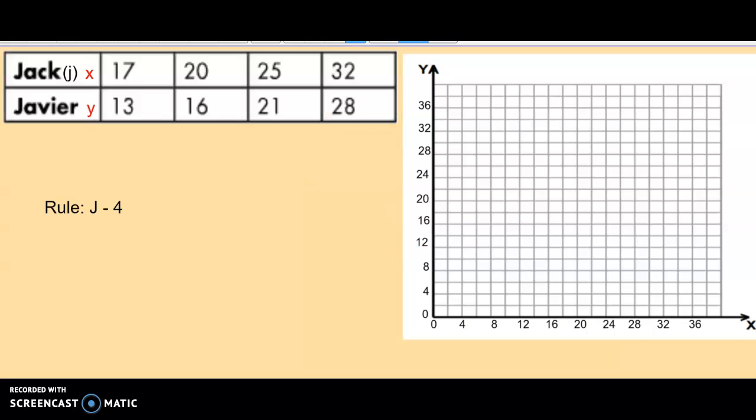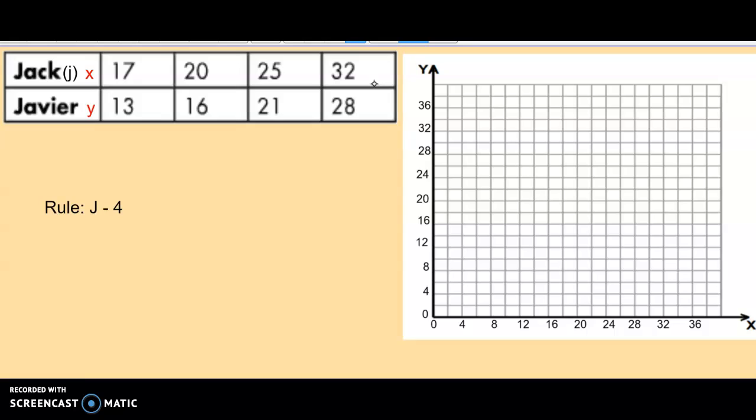Okay, so let's look at this. A lot of my tables are going to be ones I used yesterday because we already talked about them. So now I can just move on to this new thing of plotting the information. This is the Jack and Javier game from yesterday. Yesterday Jack was represented by the variable J. He still is. The rule is still J minus 4, which gives you the bottom part from top to bottom. Doesn't matter. What we're really looking at today is, the top row is X, the bottom row is Y, and now we're going to plot these points.